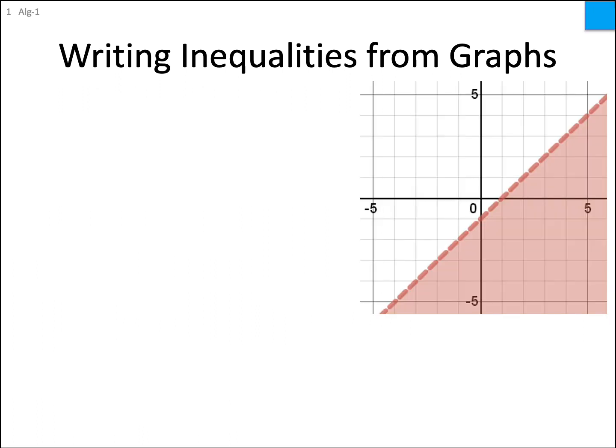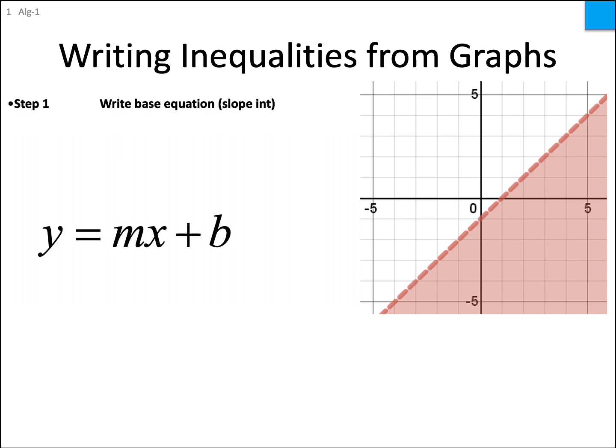Follow along with me. If I'm talking too fast, rewind, play it again. Step number one is write the base equation. Is that a vertical or a horizontal line? Remember, if it was a vertical line, we'd write x equals k, horizontal, y equals k. But if it's a non-vertical, non-horizontal line, we write y equals mx plus b. Good? Step number two, pick two points.